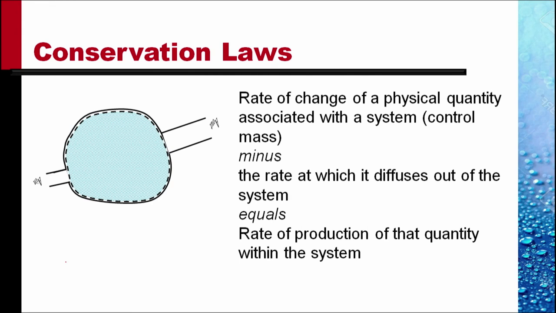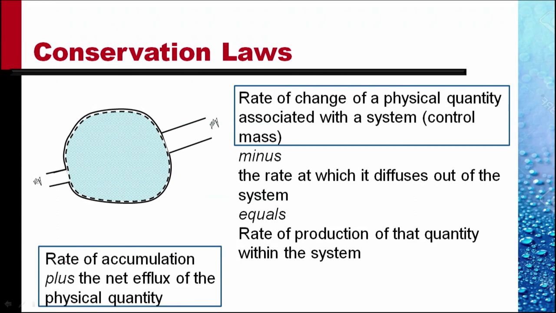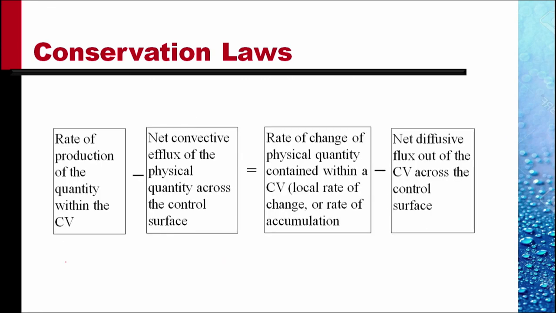If the quantity was energy, the rate of production of that quantity within the system is equal to the net rate at which work is done on the system minus the net rate at which heat is lost by the system. The rate of change of physical quantity associated with the system, that is the control volume, is equal to the rate of accumulation plus the net efflux of the physical quantity. And this, we can write it like this.